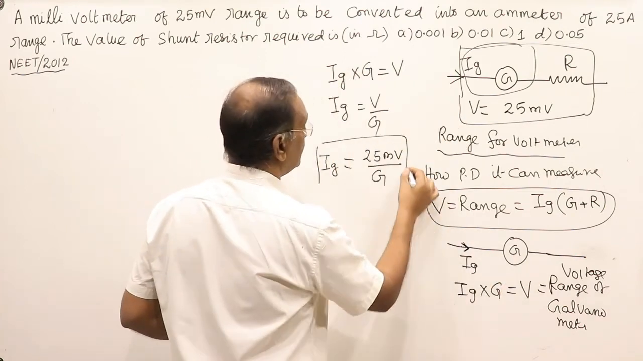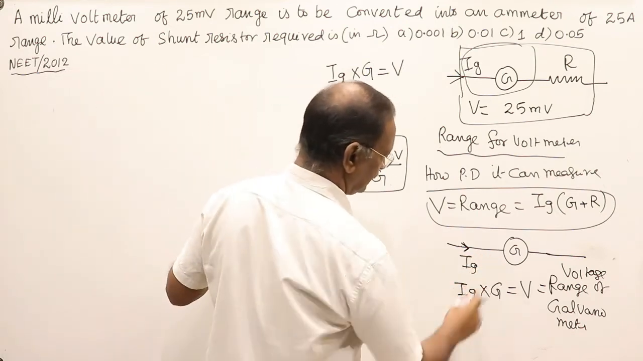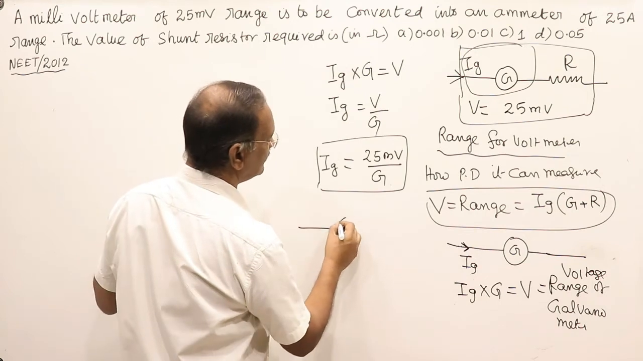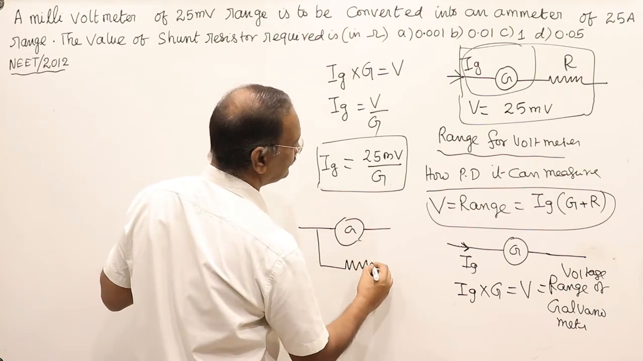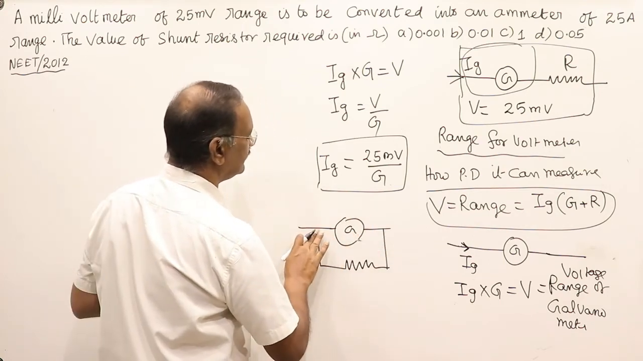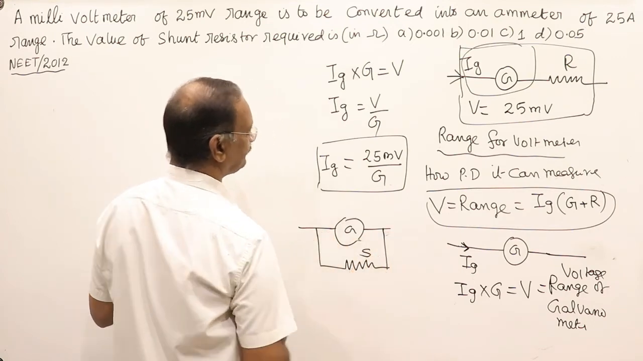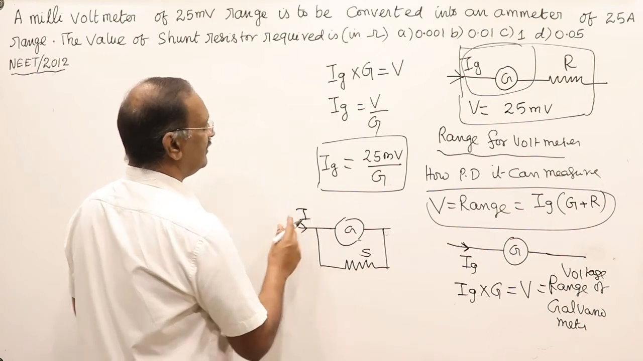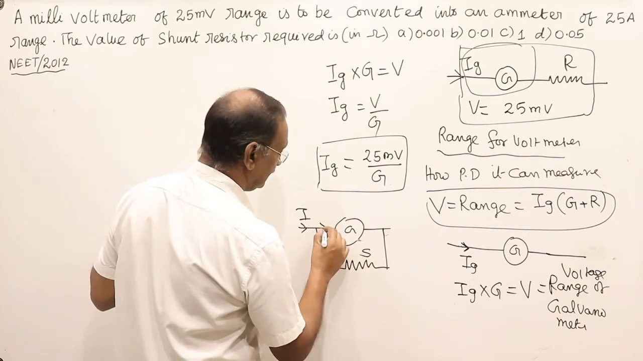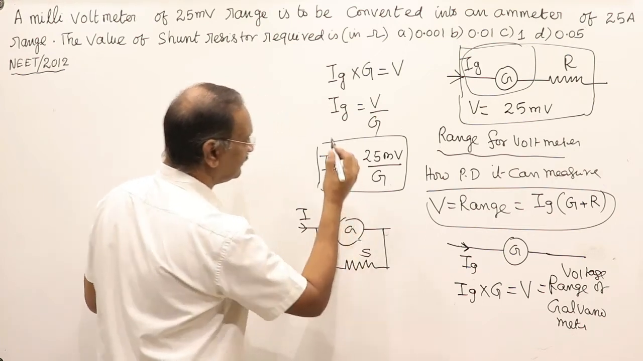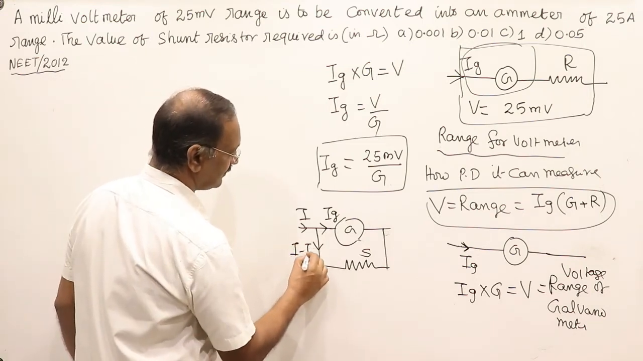This is the expression. Now this galvanometer is to be converted into an ammeter. That means this is the galvanometer. We connect a shunt S along with this, and this is I, the maximum current that can go through the ammeter. This is the maximum current the galvanometer can withstand. This is I minus Ig.